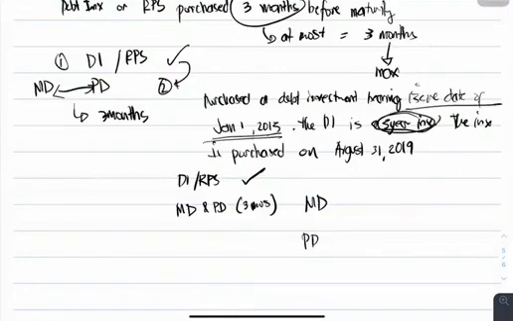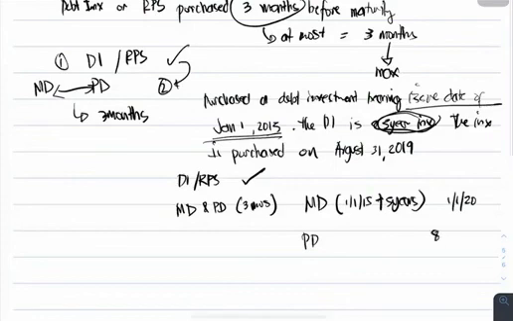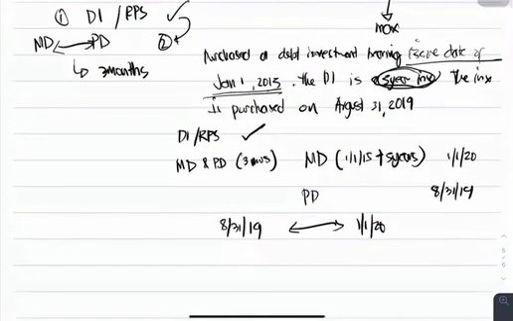So ibig sabihin 5-year term siya. So to compute for the maturity date, that is January 1, 2015, plus 5 years. So our maturity date is January 1, 2020. Now, what is the purchase date? Our purchase date is August 31, 2019. So from August 31, 2019 up to the maturity date of January 1, 2020, is it within 3 months?